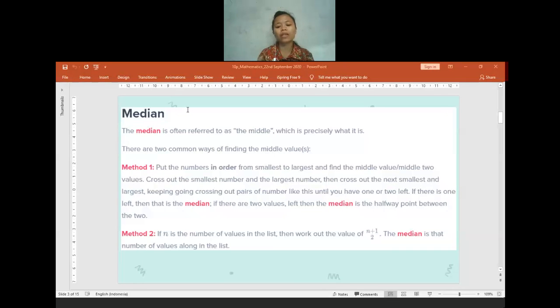When you do n plus 1 divided by 2, you will not directly get the answer. You will get the place where the median is. So when n is 7, 7 plus 1 divided by 2 is equal to 4. You order the numbers from the smallest to the highest, and then the fourth number will be the median.